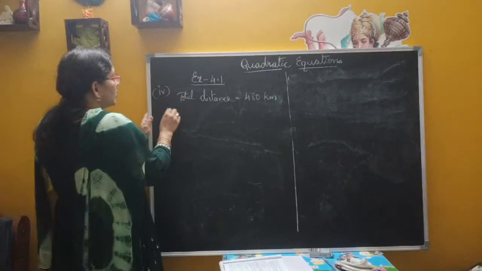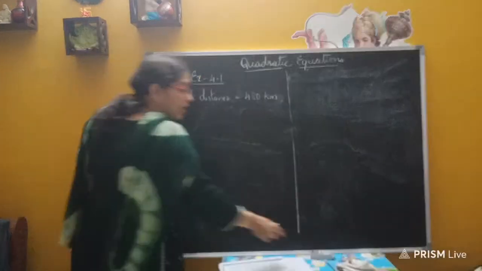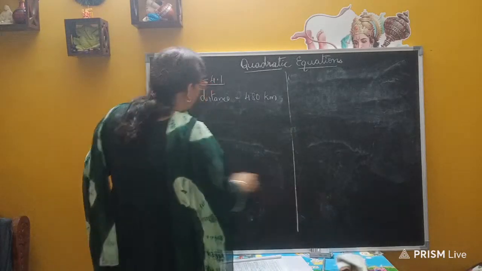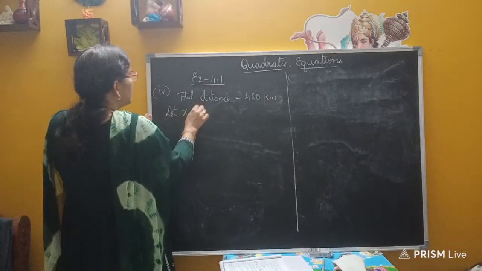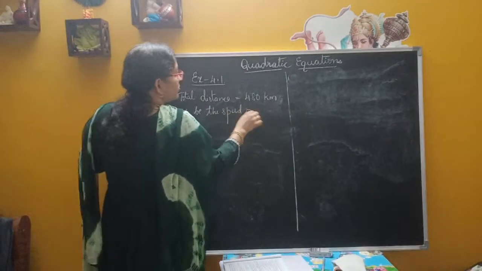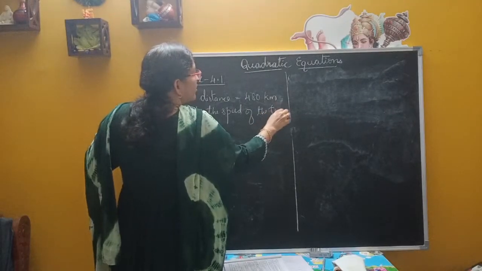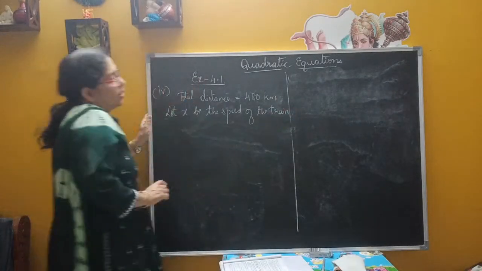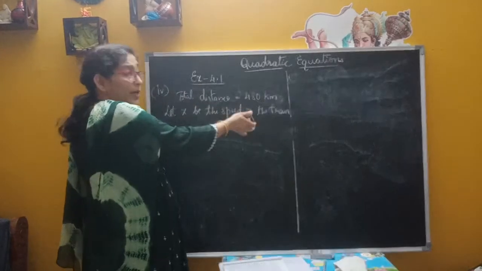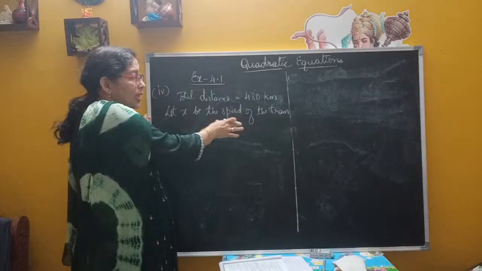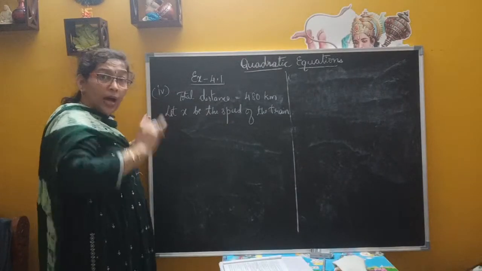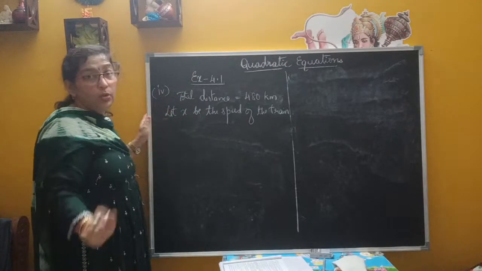Now, first case, case 1. Let x be the speed of the train in both the cases. Uniform speed means it keeps going at the same speed. But it doesn't mean that the speed is the same in both cases. It is different in the first case and different in the second case. But once it starts, it goes at that same speed throughout. So that is the meaning of uniform speed.